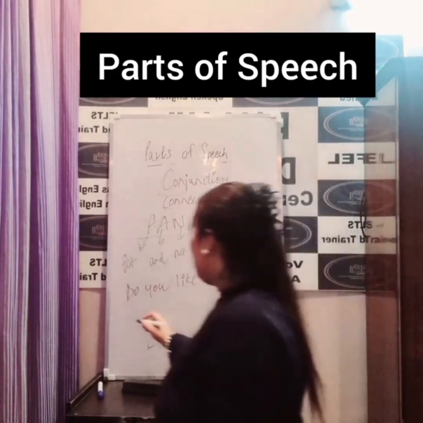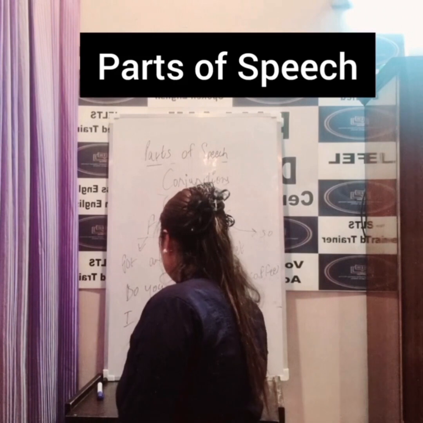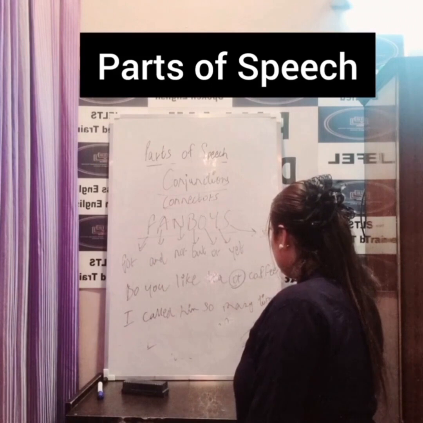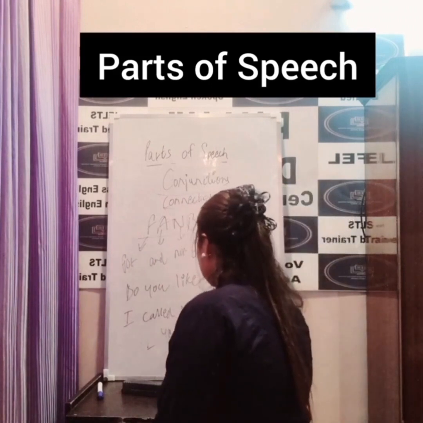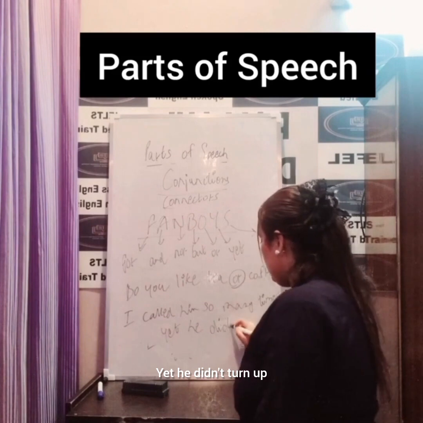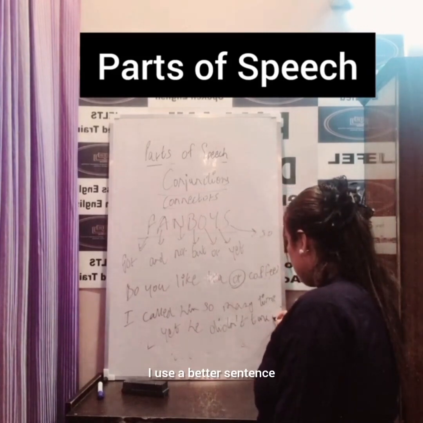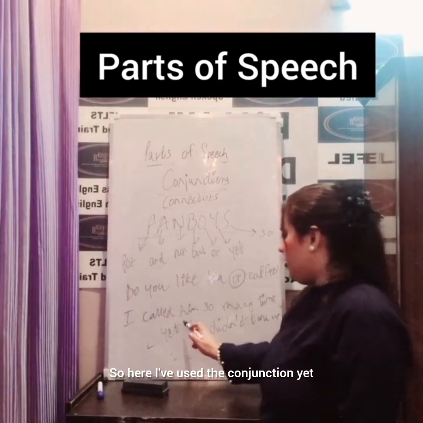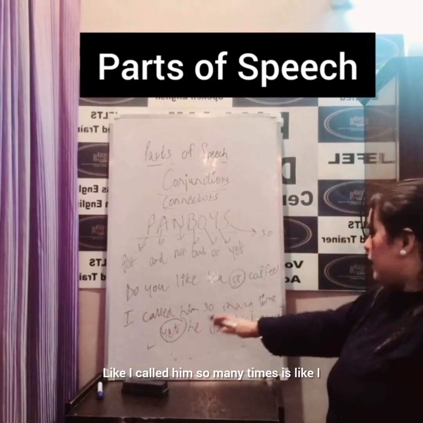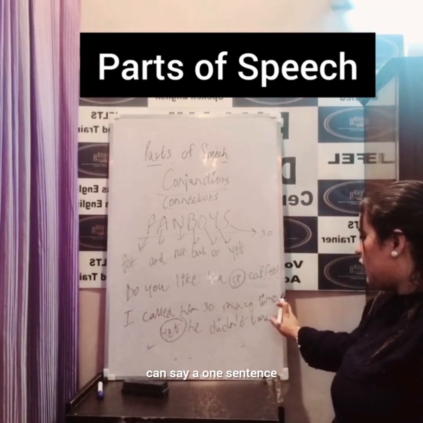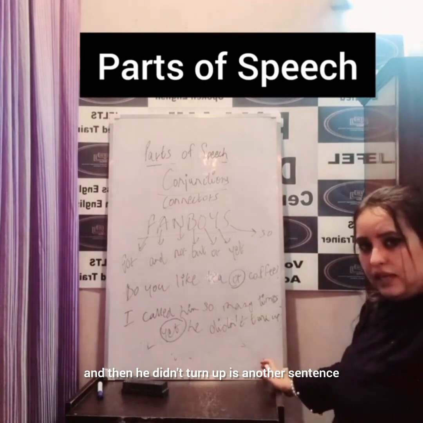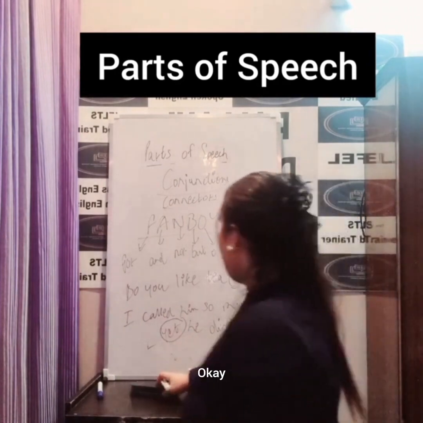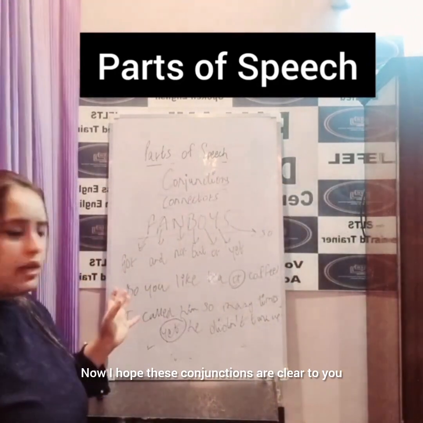Next it is yet. I called him so many times, yet he didn't come. Yet he didn't turn up. I use a better sentence rather than come, turn up. I called him so many times, yet he didn't turn up. So here I've used the conjunction yet. I called him so many times is one sentence, and he didn't turn up is another sentence. But I've joined these two sentences using yet. Okay. Now I hope these conjunctions are clear to you.